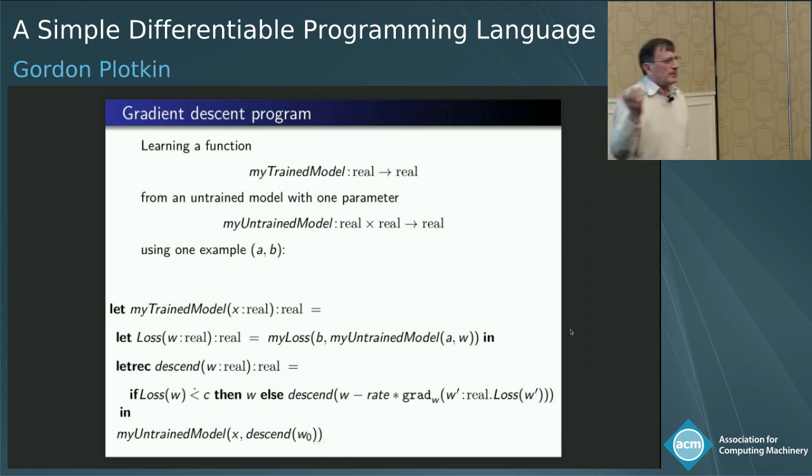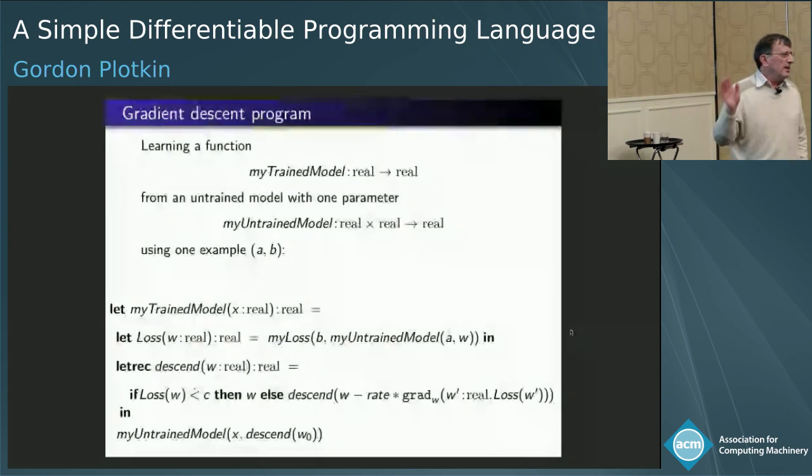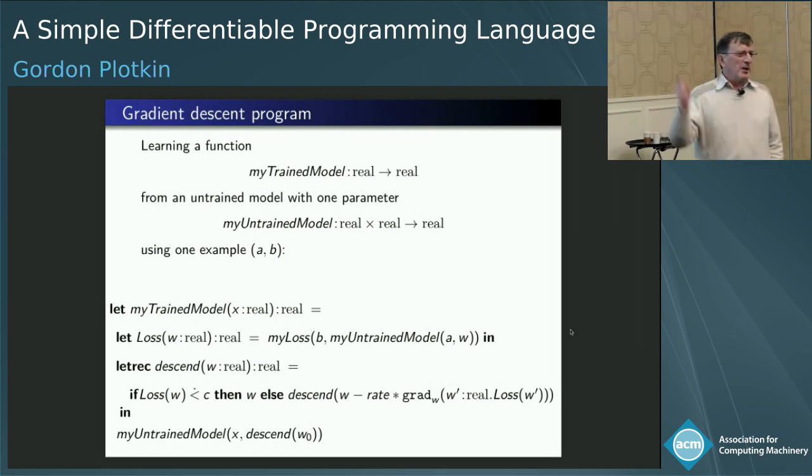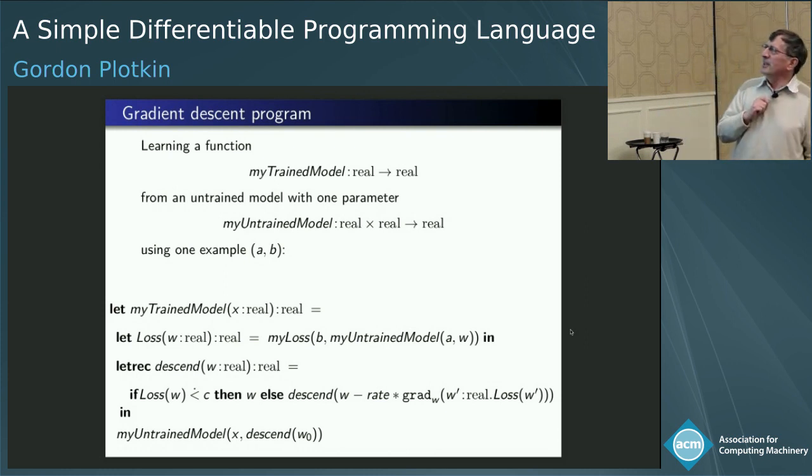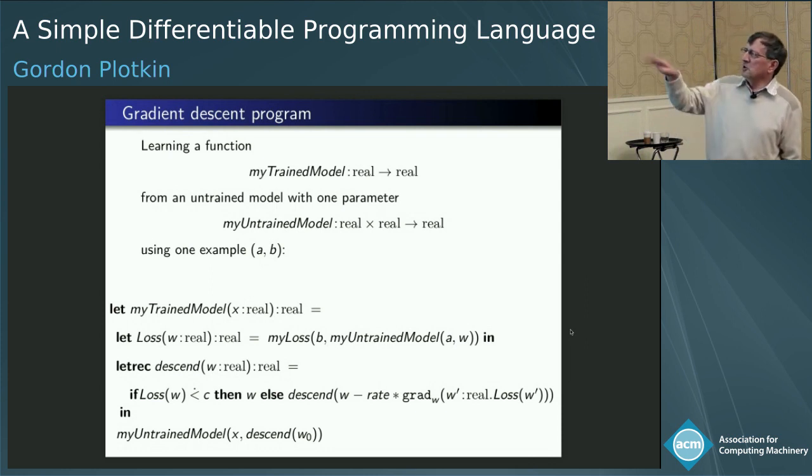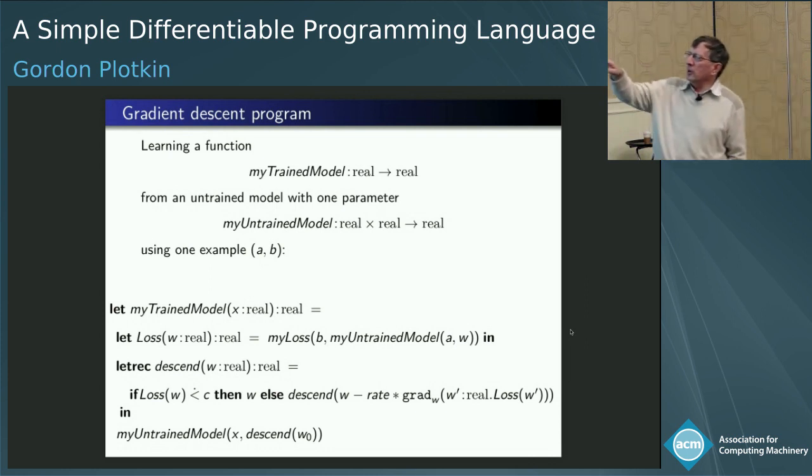Okay, so this is just to show you it's perfectly easy to write gradient descent in this language. So we want to learn some function from reals to reals, and to do that, we'll use exactly one example (a, b), and we'll have a model with one parameter as opposed to billions. And so given that data, you can make a loss function, which is the loss between what the untrained model says and what the actual thing is.